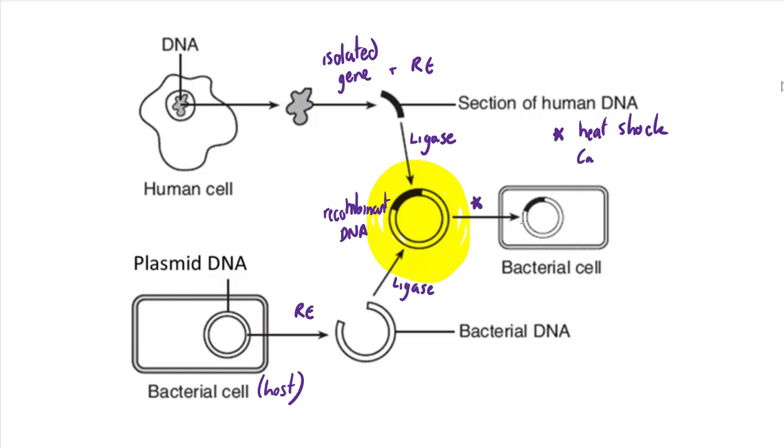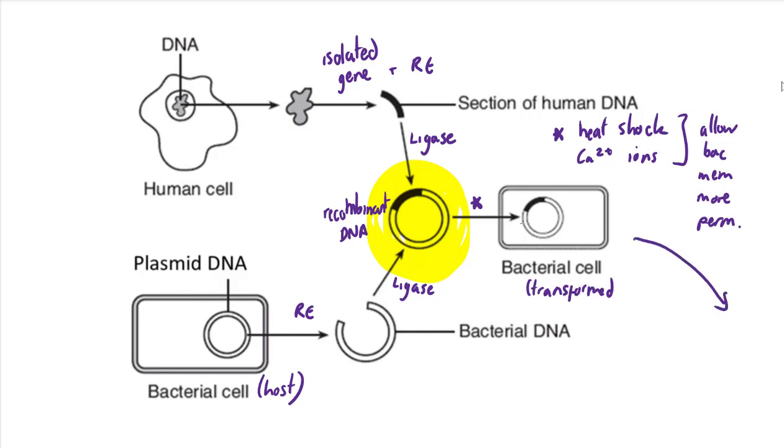and calcium ions. So incubate them with calcium ions and heat shock, and that should allow the bacterial membrane to become more permeable and take up the transformed DNA, or sorry, the recombinant DNA. If it takes it up, we say it's transformed.